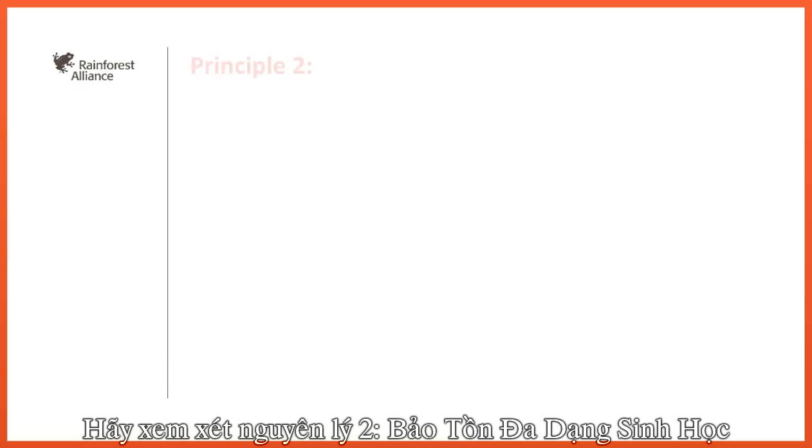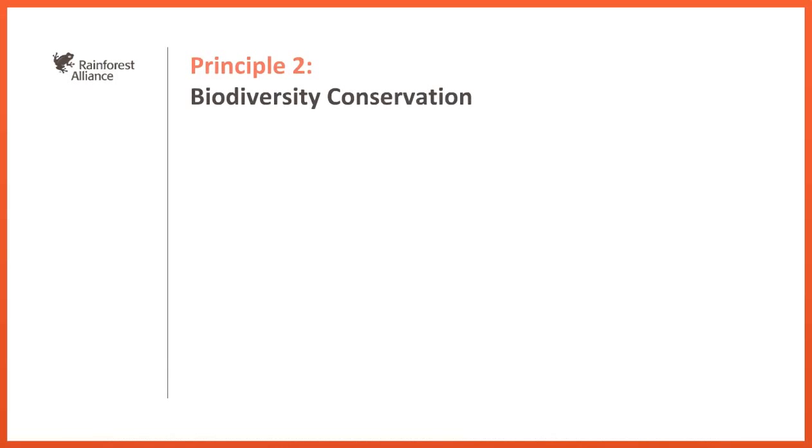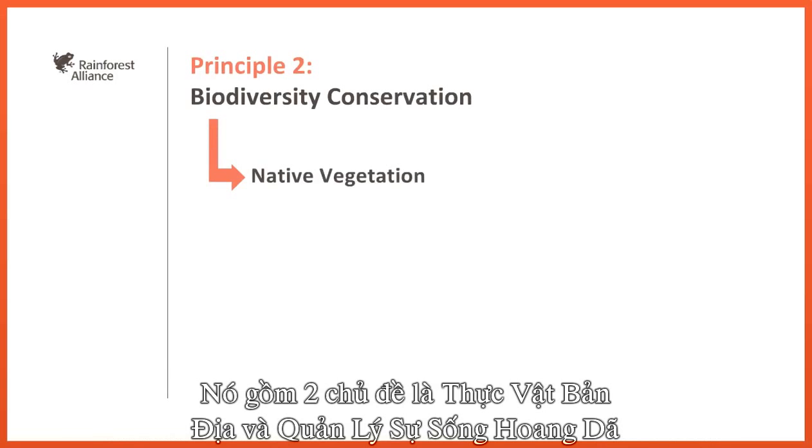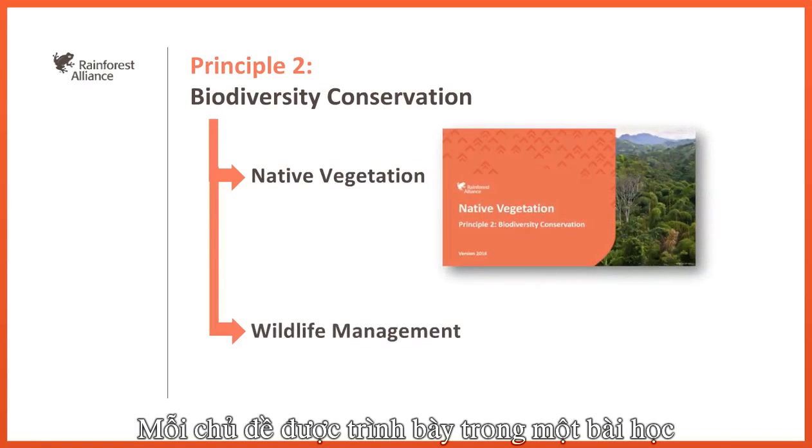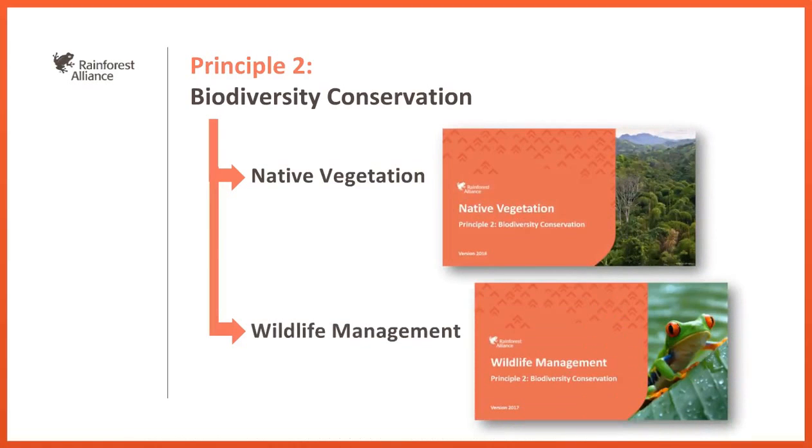Let's look at Principle 2, Biodiversity Conservation. It has 2 topics, which are native vegetation and wildlife management. There is 1 corresponding session for each of the topics.